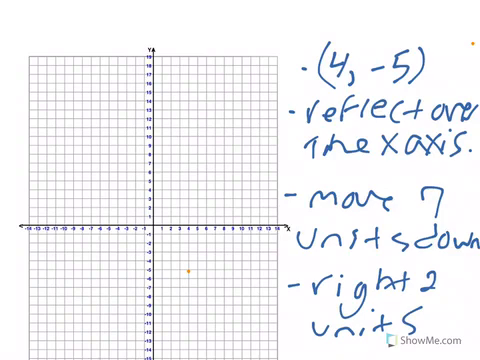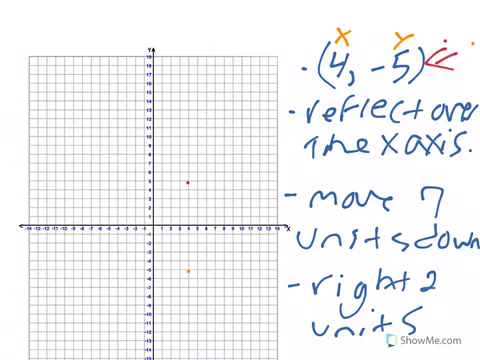So we went over 4, we went down 5. So we went x, y. Then it wants us to reflect over the x-axis. So if we remember that this is our x-axis, that's why it's labeled X, then if we went over 4 and down 5, to reflect, we have to go over 4 and up 5. So we'd end up about right here. So those two points are reflections of one another because they're on opposite sides of the x-axis.